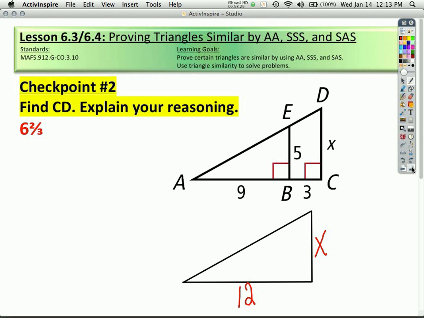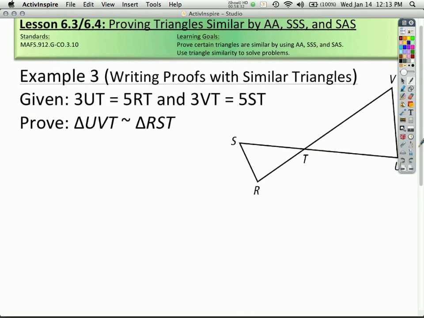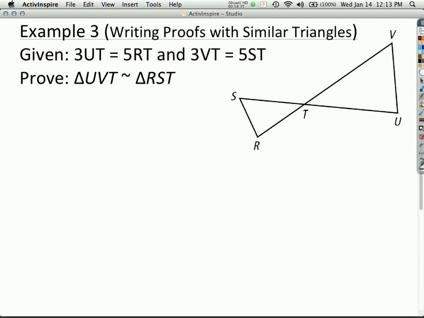So we are going to get cut short, but we're going to begin this process of now incorporating the idea of similarity within a proof. So it is unfortunate we'll get cut short, but we're going to spend a few minutes. So example 3, writing proofs. And in this case, you do need to write the given, the prove, and sketch the diagram. So take a minute to do that. And yes, that does say 3UT equals 5RT and 3VT equals 5ST. You'll notice that there's no bars over the letters. So those are not objects, those are values.